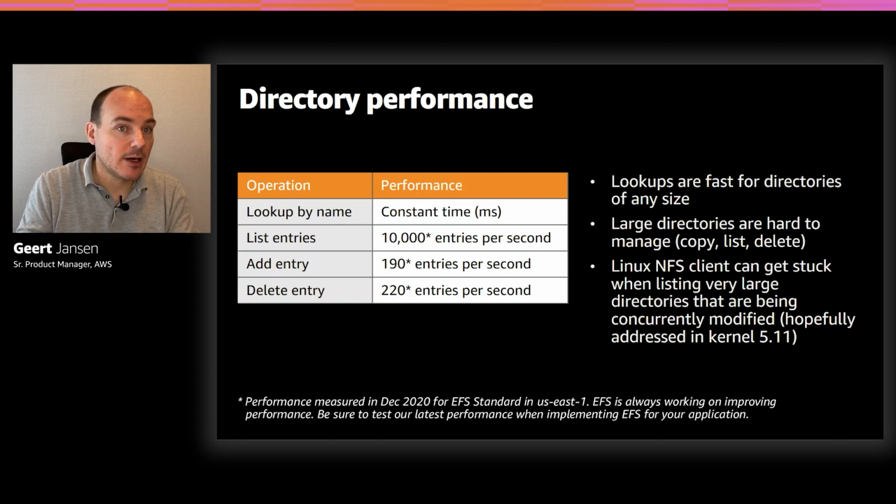Listing very large directories that are being concurrently modified is a well-known problem. And only recently there have been some changes in the Linux kernel to address that. So hopefully those changes will be in Linux 5.11. But without those changes, which basically includes most operating systems today, these actually could hang. Listing these large directories could hang if that directory is being concurrently modified on another system.